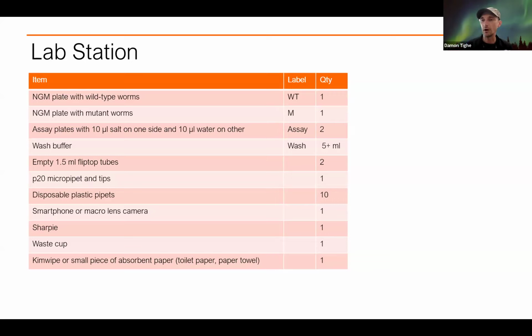A Sharpie will also help because we're going to be labeling some of your tubes and your transfer pipettes. And then, really importantly, find yourself a waste cup, because you will have waste liquids with E. coli in them. And if you've got a little piece of paper towel around, that might be helpful if you end up with any spills or a lot of water on your plates.